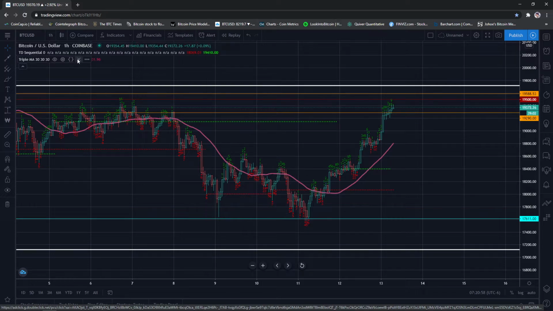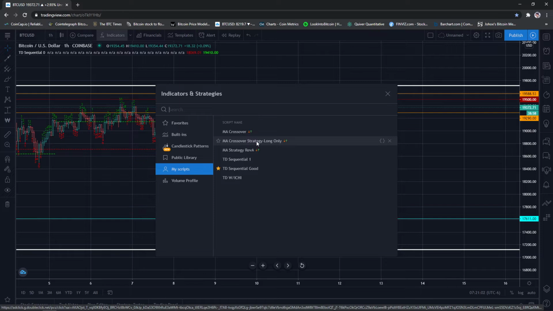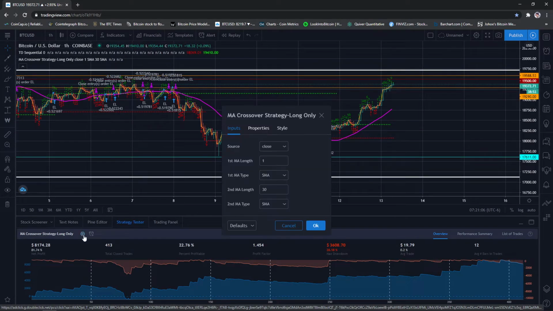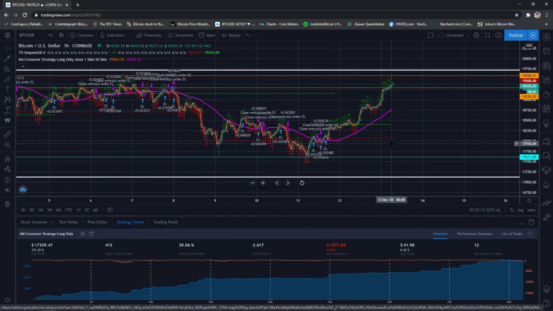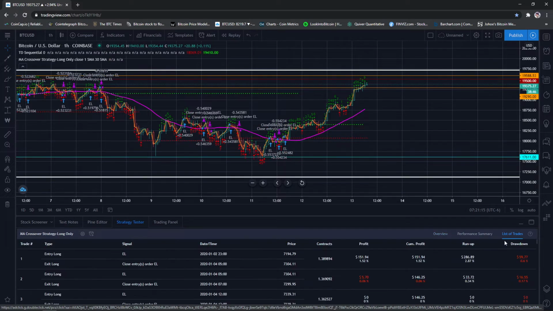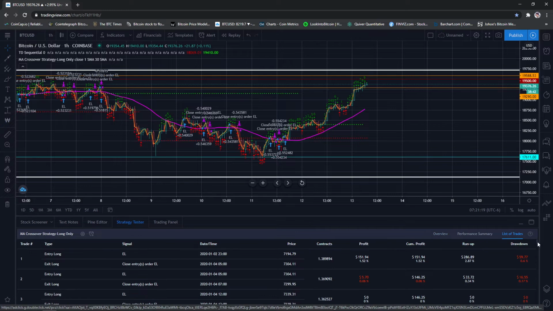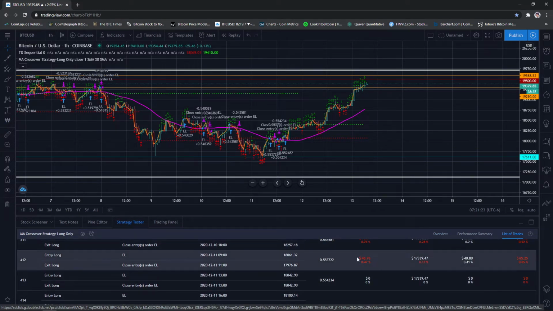And then let's look at it. Let's actually pull up the strategy. Here we go. Let me adjust this. Here, simple MA. We can look at the list of trades here, and you can kind of see what the loss would have been.